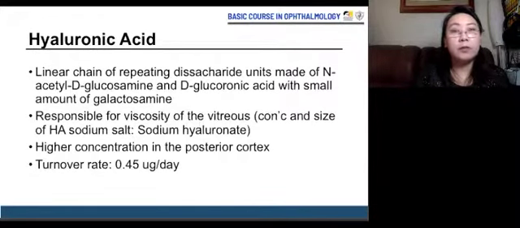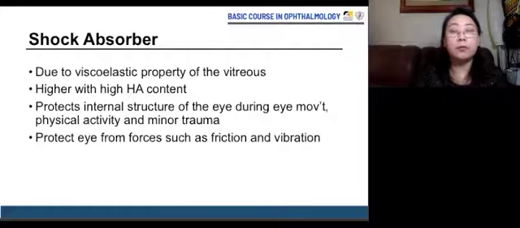As a function of the vitreous, aside from structure, we have its shock absorber function. This is due to the viscoelastic properties of the vitreous. It is higher with high hyaluronic acid content, and this protects internal structure of the eye during eye movement, physical activity, and minor trauma. It protects the eye from forces such as friction and vibration.